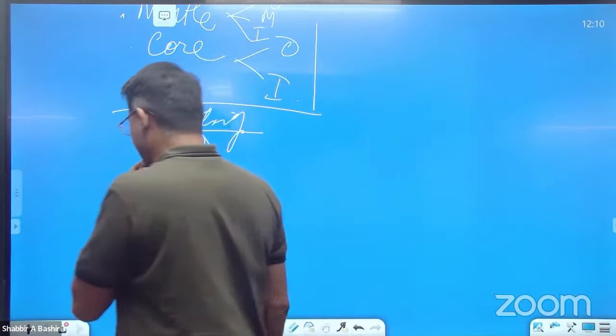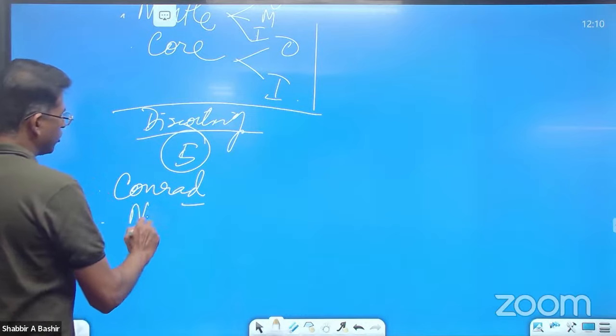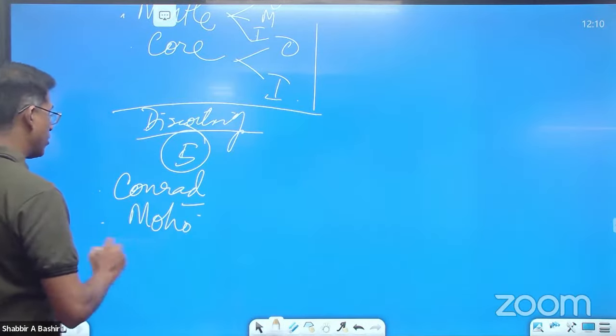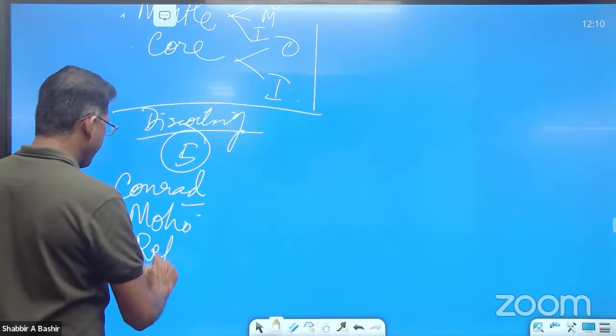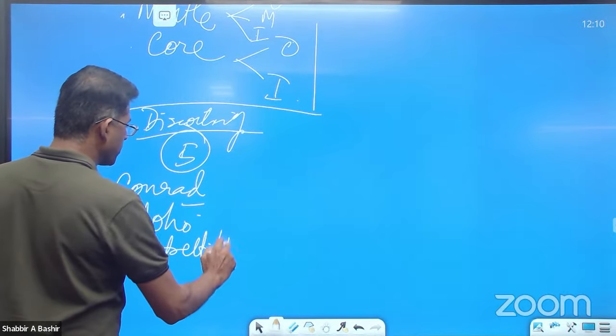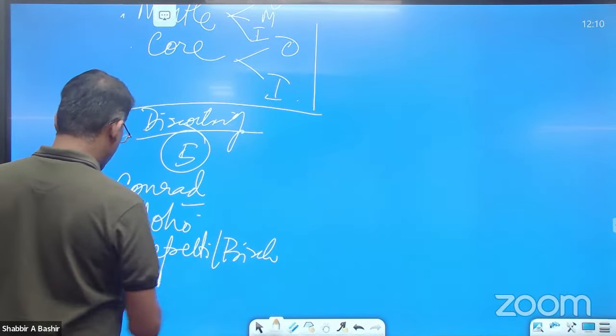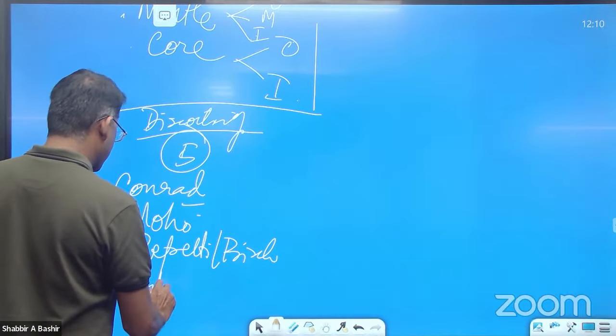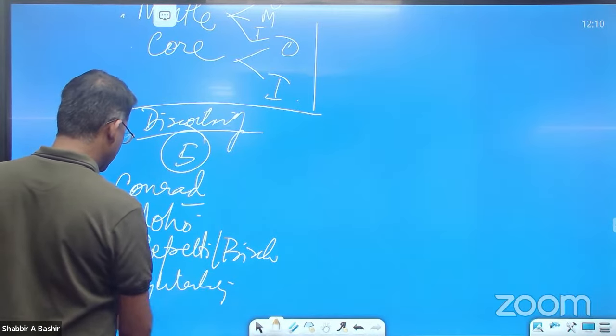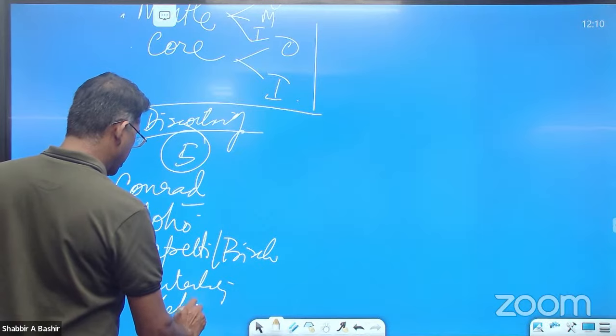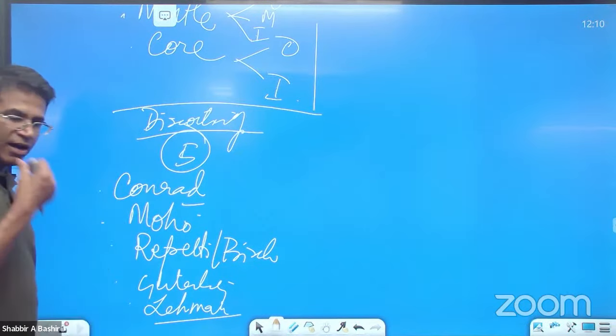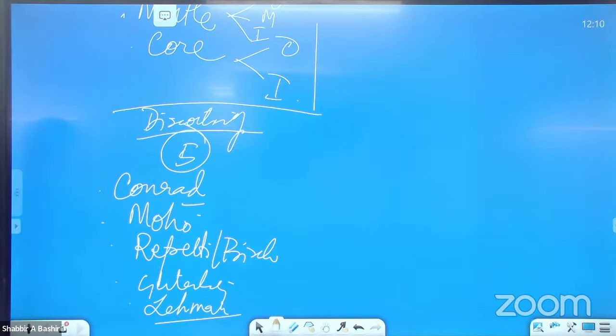Okay, so Conrad, then we talked about Moho. We talked about Repiti or Birch. We talked about Gutenberg and Lehmann. Lehmann's discontinuity is between the outer core and the inner core. So you will have to remember this.